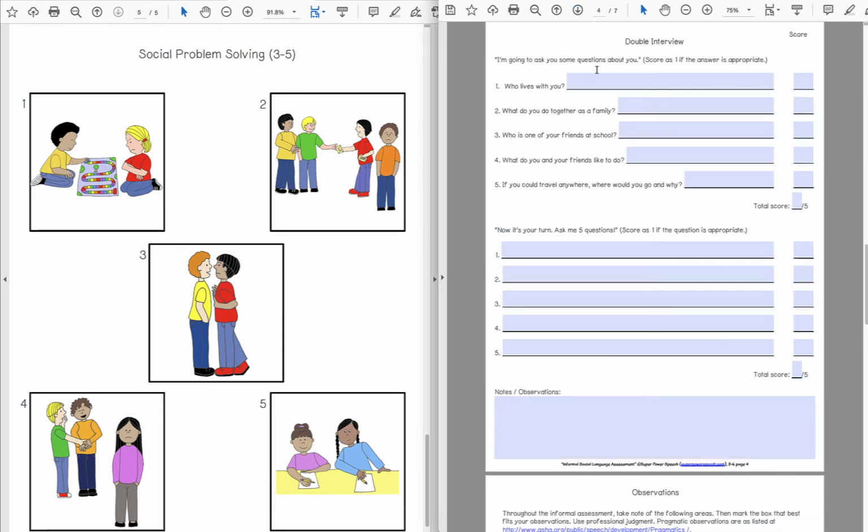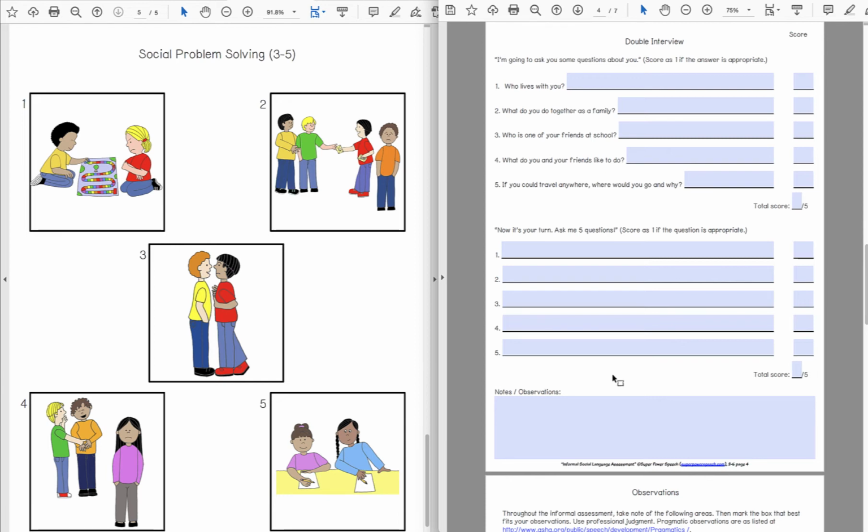Okay, the pictures are done now, but we're going to do a double interview. Now, this is something that you're going to go through and just ask the students some very basic questions. Who lives with you? What do you like to do as a family, etc. And then you're going to turn the tables and say, okay, now it's your turn. I want you to ask me 5 questions. Something that I've found over the years is some students will turn around and ask you the exact same questions that you asked them. And that is totally okay. You've just modeled for them what is appropriate to ask.